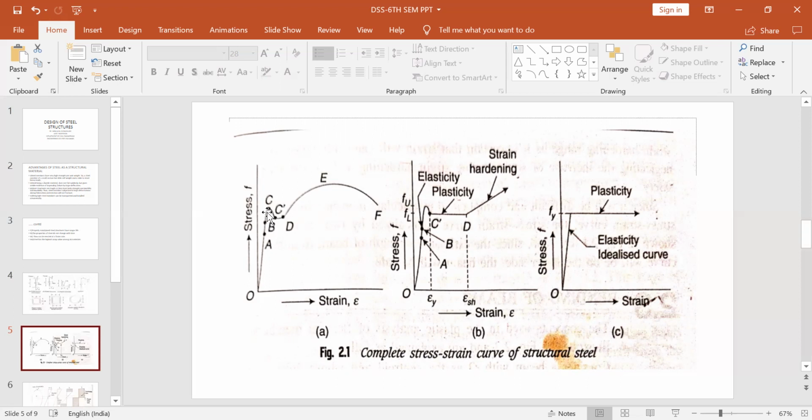So if this occurs, then this is the starting of yielding. So at point C, the yielding of the material will start. Since this is the starting point, it is called the upper yield point. The downward point is C dash, so C dash is the lower yield point. So yielding takes place in two parts: the upper yield point and the lower yield point.